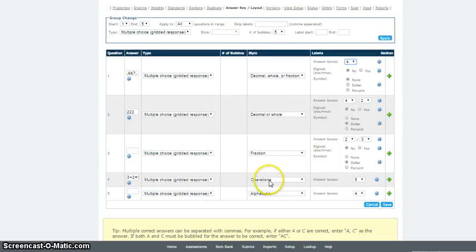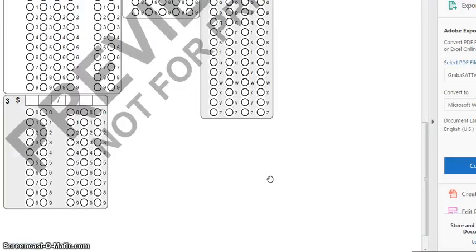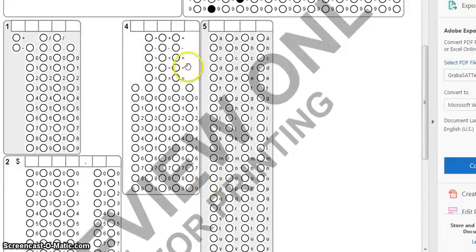Fourth type of question is operations. What this will do is it will put the basic operations in front of the answer choices. So the answer that I put in for this one as what I would accept was 3 plus 2 equals 5. So students would bubble 3 plus 2 equals 5.